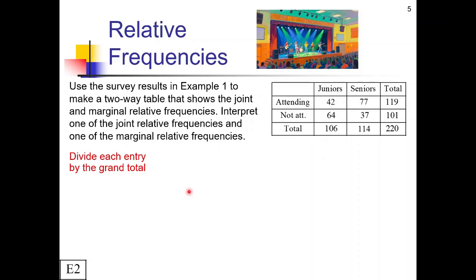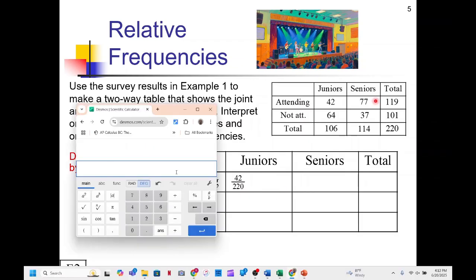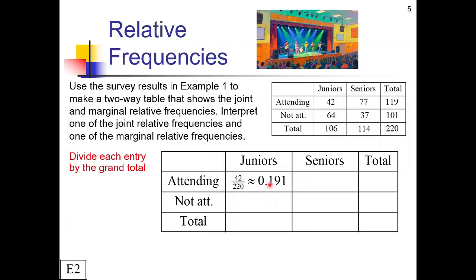All right, let's see what we came up with here. So here is my skeleton table to put all this stuff in. And I'm going to be going straight to Desmos for most of this. But just to show you what I'm doing, in this juniors attending cell, I'm going to take the 42 that I had initially and divide that by the total of 220. And whatever that comes out to is what I'm going to actually write in there. So let's see, 42 over 220 comes out to about 0.191. So that is my joint relative frequency there.